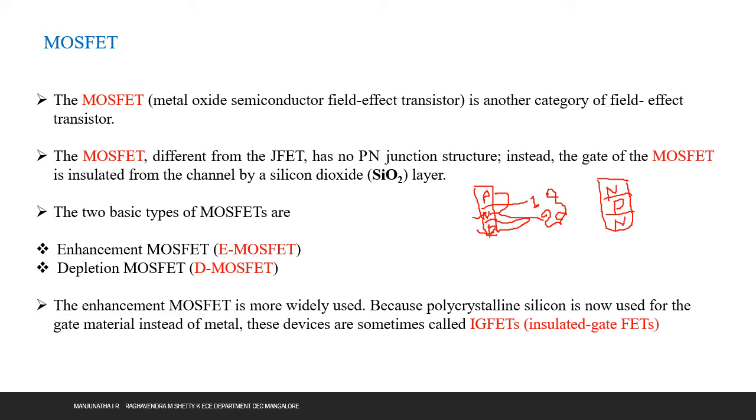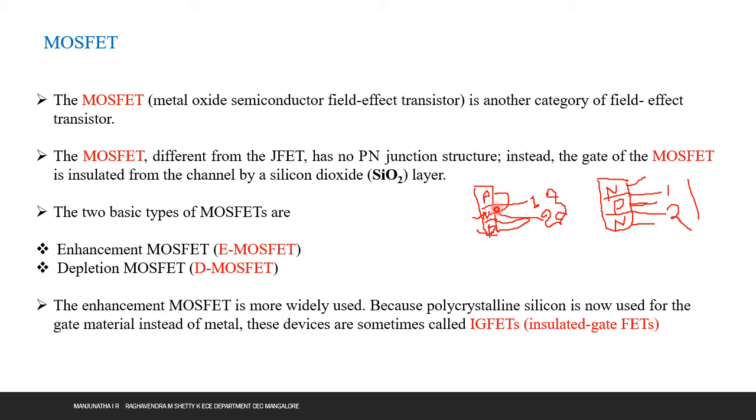NPN. So between this N and this P there is one PN junction, and between this P and this N there is another PN junction. So in total, two PN junctions that we can observe in the JFET in both cases, PNP type JFET and NPN type JFET. But in case of MOSFET, there is no PN junction. Okay, there is no PN junction.